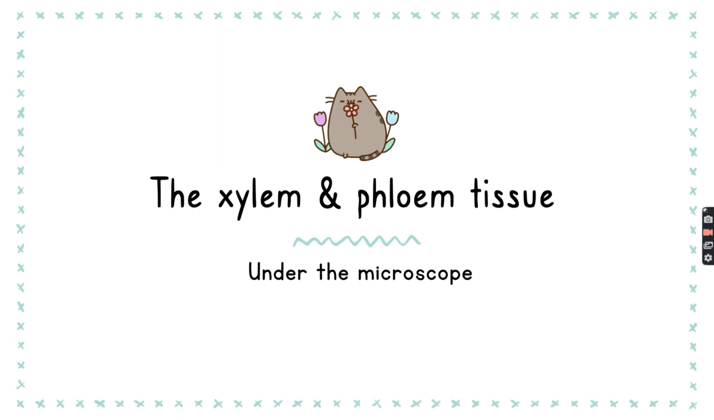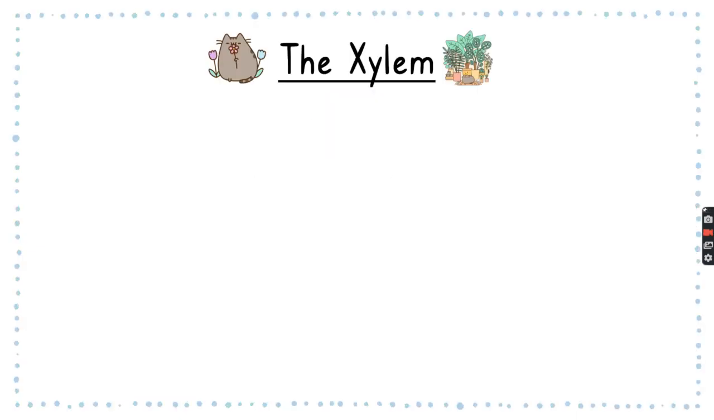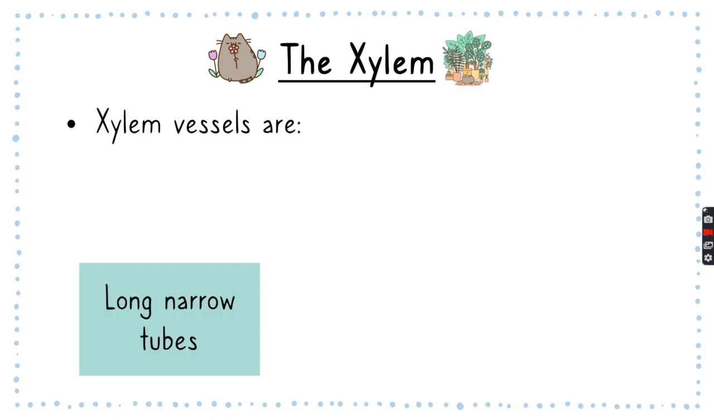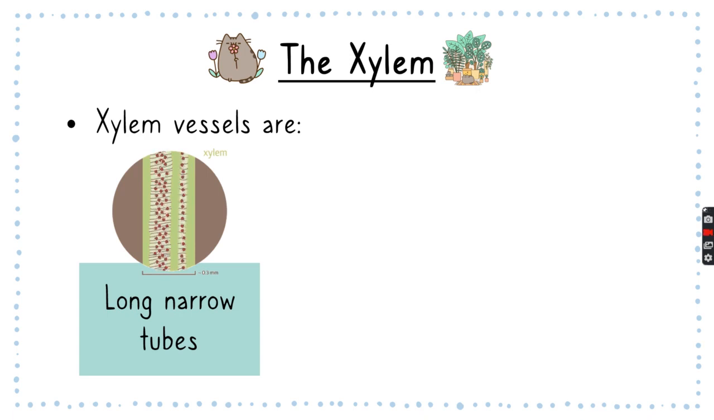Okay, so the xylem and phloem tissue, we're basically going to study how they look under the microscope and where they are. But before that, of course, we're going to talk a little bit about what are their function and all that. So let's start off with the xylem vessels first. Xylem vessels are basically long and narrow tubes. Narrow meaning the fact that their diameter is very small. For example, the diameter of a xylem vessel could even be less than or about 0.3 millimeters.